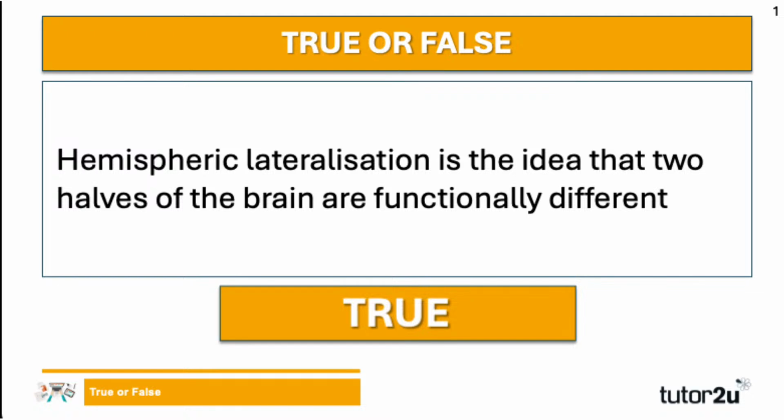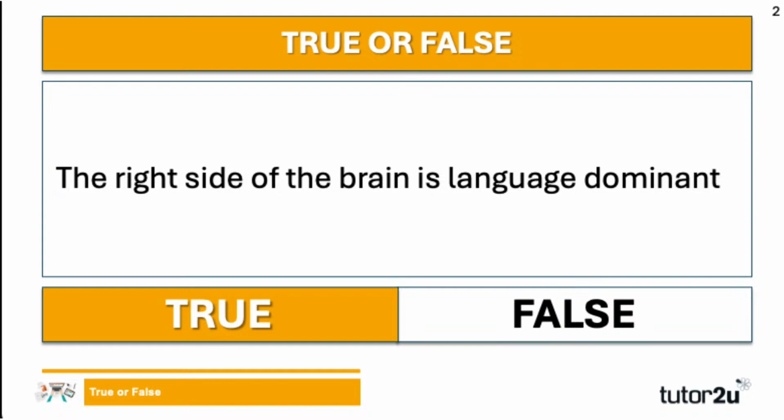Can anybody give me an example? Yeah, NXA24. Left is for language. Really good. Yeah, well done. Excellent. Perfect. Okay, let's look at the next question, which ties in with what we've just spoken about. The right side of the brain is language dominant. True or false?